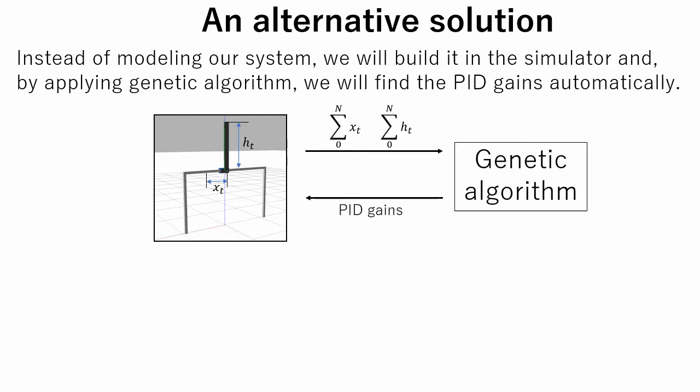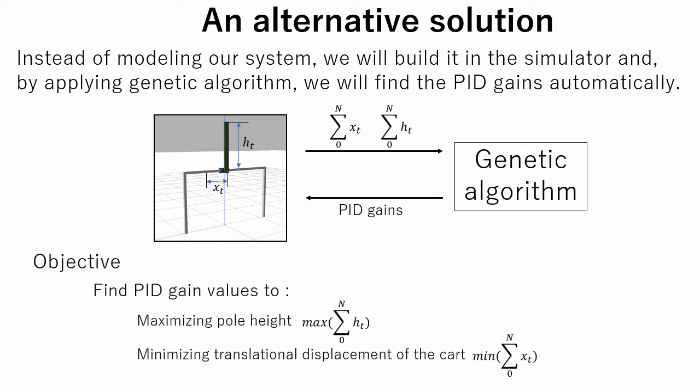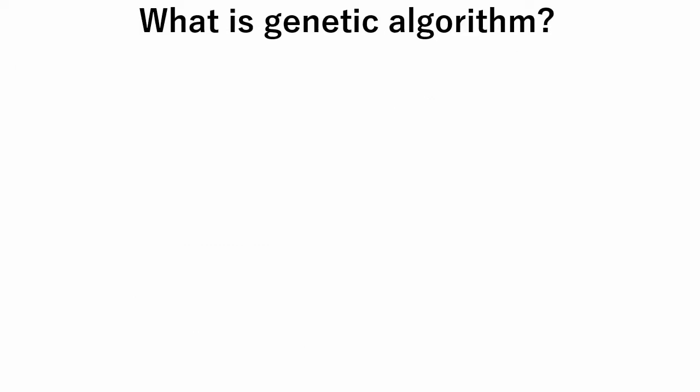The genetic algorithm passes a new set of PID gains to the simulator and the simulation starts once again. The objective is to find PID gains to maximize pole height, that is, keep the pole straight as much as possible, and minimize cart displacement from the center. Before doing the simulation, let's see what a genetic algorithm is.